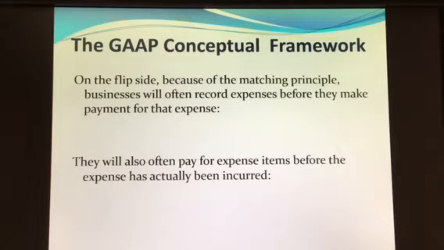They'll also, for other types of expenses, pay for expense items before the expense has actually been incurred. There are two fairly common types of expenses that we must pay in advance. Insurance is one of those, and I know there's another one. Rent. Rent is the other one. So when you pay insurance, you have to pay for that premium in advance of the policy year. And so you will debit a prepaid insurance account or a prepaid insurance expense account.